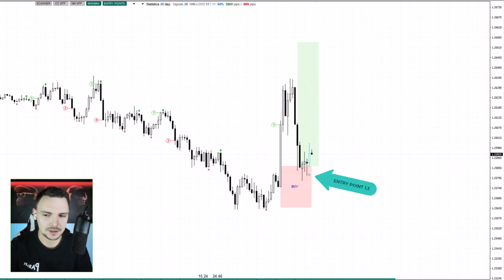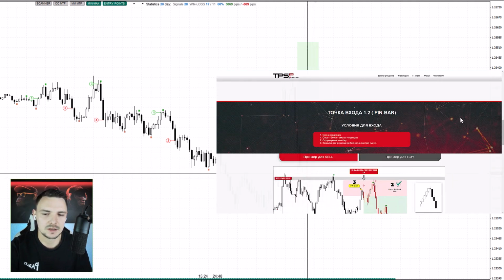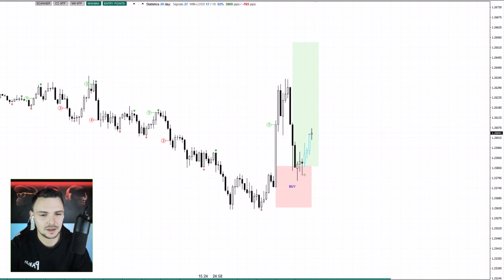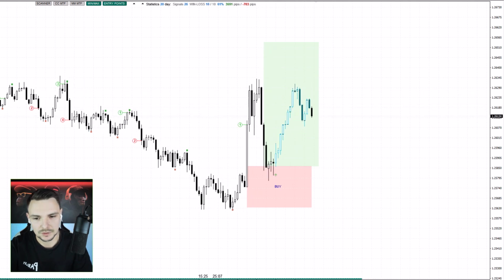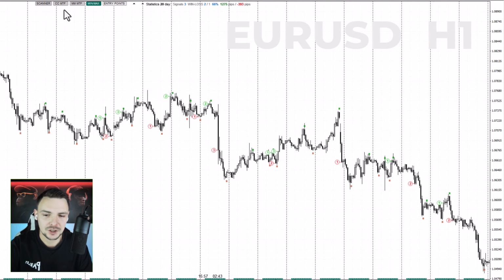What's next? Display of entry points. You can find more details on the TPS website about the rating, as well as the minimum goal for take profit. After the entry points appear, which are displayed with arrows, the current chart begins to recolor. You can adjust the fill to your color and taste, or turn it off.